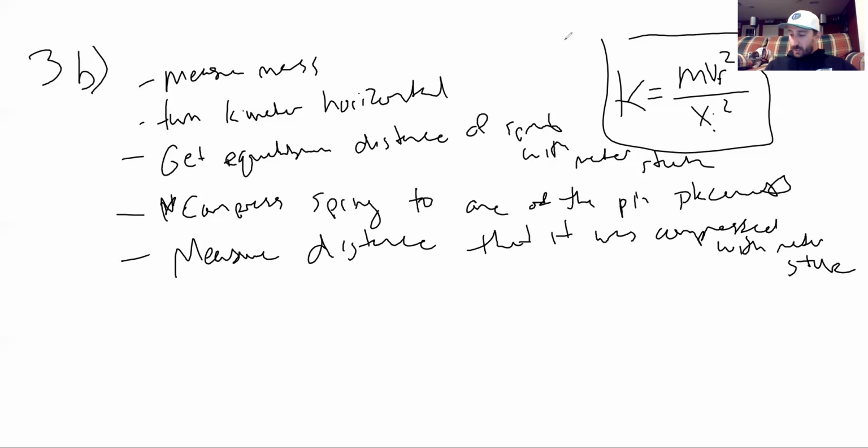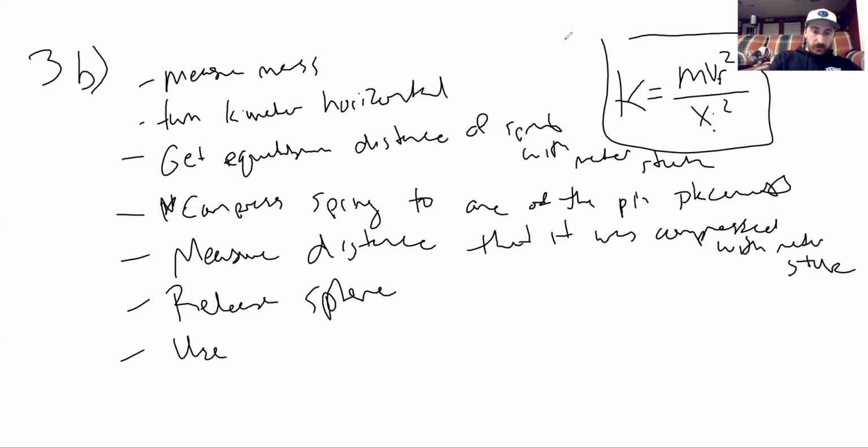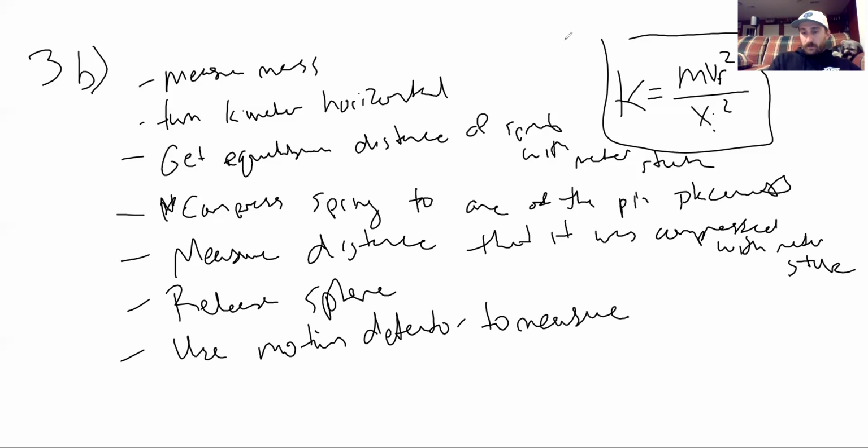All right? So then you're going to release the sphere. Use the motion detector to measure velocity final. So symbol for quantity would be velocity final. The equipment is going to be motion sensor, and then quantity to be measured is final velocity of the sphere.